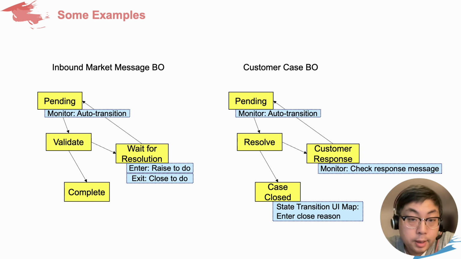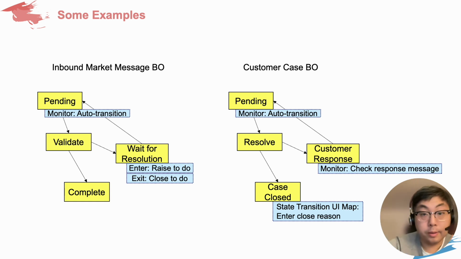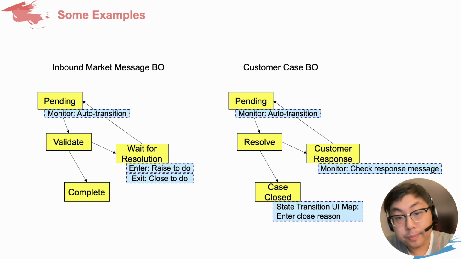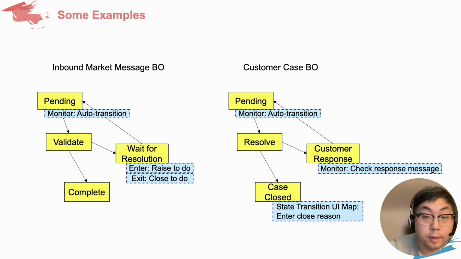And what happens is normally you will see a pending status with a monitor algorithm, a monitor process for delayed processing, which means the batch will be running and take all the pending records on this BO and then process them in threads.